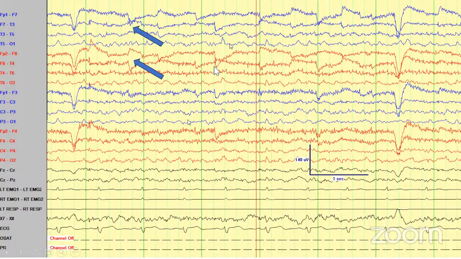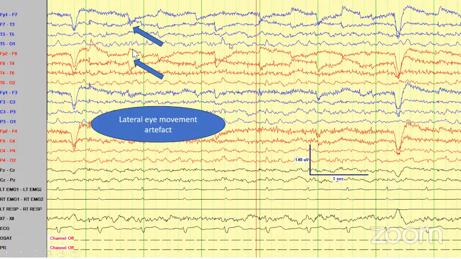Now the principle here remains the same. Where the wave is separated out is the side to which the eye has moved, and the one which is opposed is opposite to it. But this is lateral eye movement artifact.